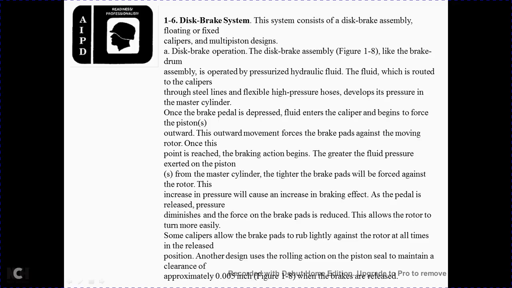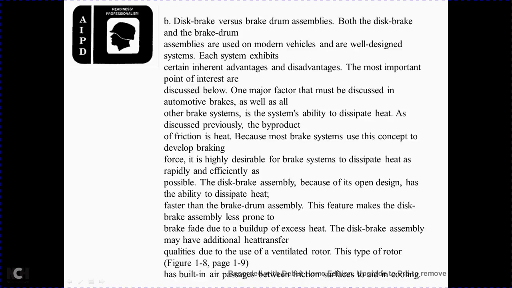In some calipers, the brake pads rub lightly against the rotors at all times in the release position. Another design uses a roller action piston seal to maintain a clearance of about five thousandths of an inch when the brakes are released.